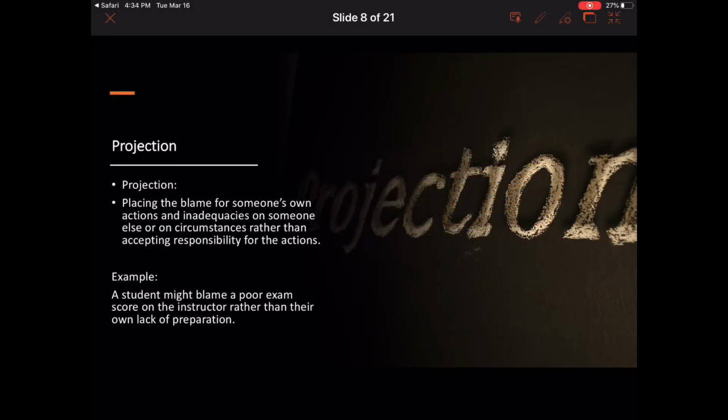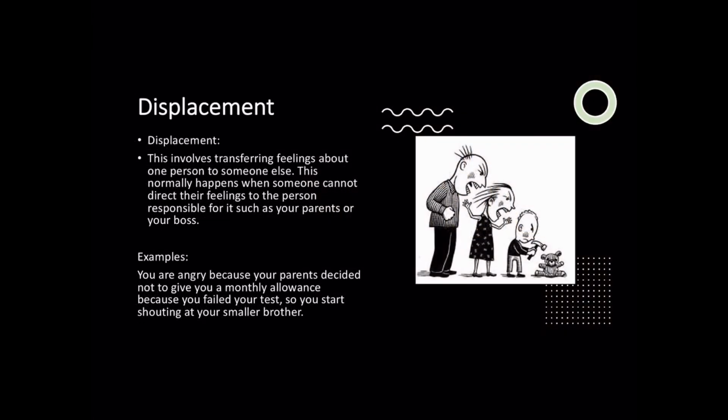The next defense mechanism is projection. Projection involves placing the blame for someone's own actions and inadequacies on someone else or on circumstances rather than accepting responsibility for their actions. An example could be a student who blames a poor exam score on the instructor rather than their own lack of preparation, always trying to push the blame to someone else. The next defense mechanism is a little more familiar, which is called displacement.